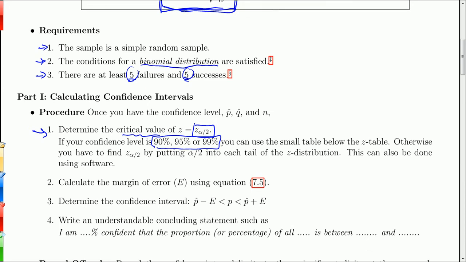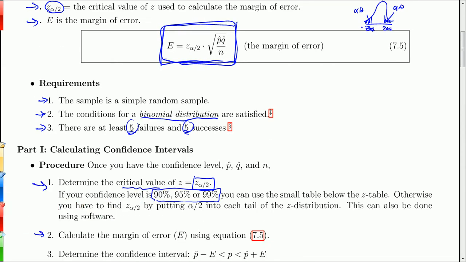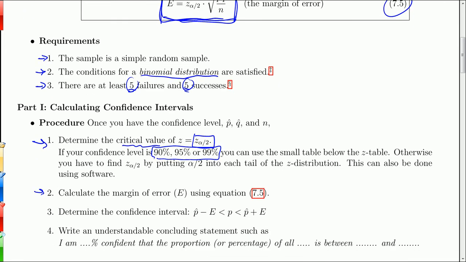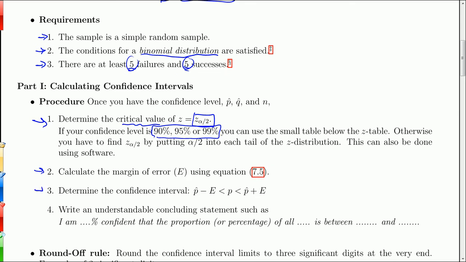So getting that critical value is pretty easy. I'm going to calculate the margin of error next. And that comes straight from this formula here, 7.5. And then you determine the confidence interval, which means you just take the sample proportion, subtract the margin of error, take the sample proportion and add the margin of error, and that is your confidence interval. Only instead of having a mu in here, we put in p because p is what we don't know. That's the population proportion. So that's what goes in between the 2 interval limits.